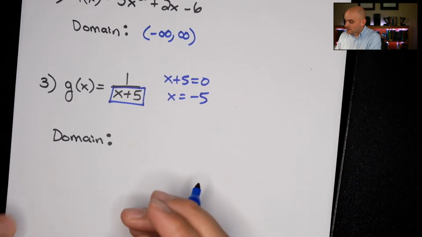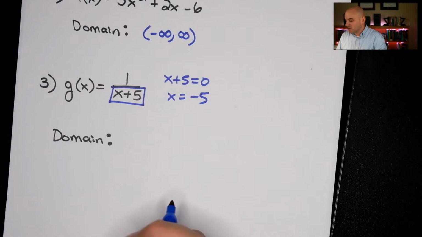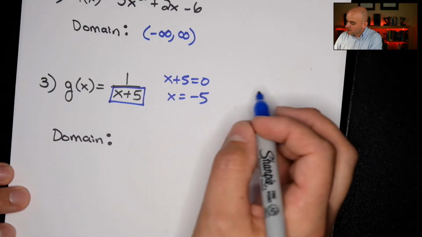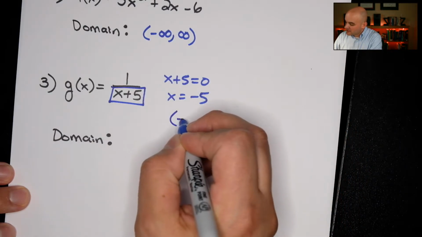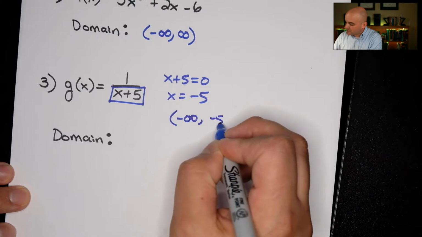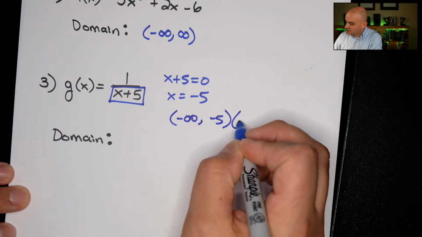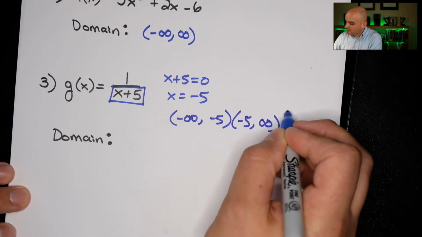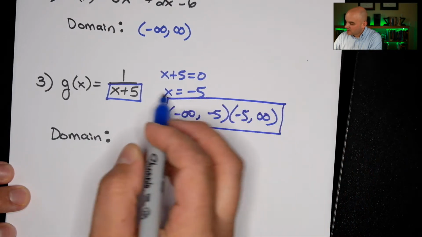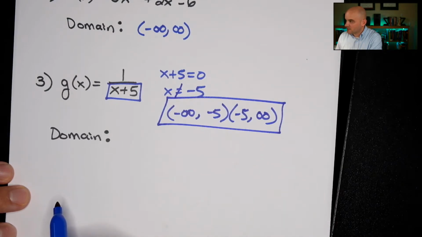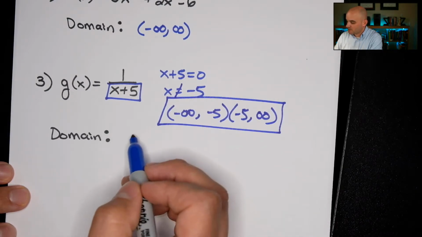If we were writing in alligator notation, we'd say all reals except for -5, right? But we can't do that. We want to write it in interval notation. So we're going to start at -infinity and go all the way up to -5. Don't include -5. Jump over it and then go off to infinity. And this is how we write that x cannot equal negative 5, that's how we write it in interval notation. All right, that's our domain.